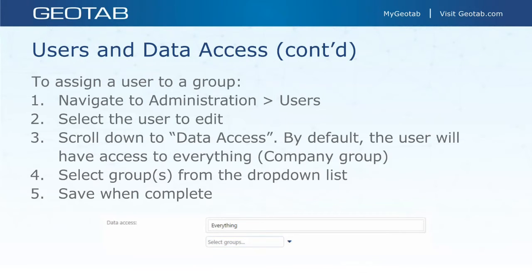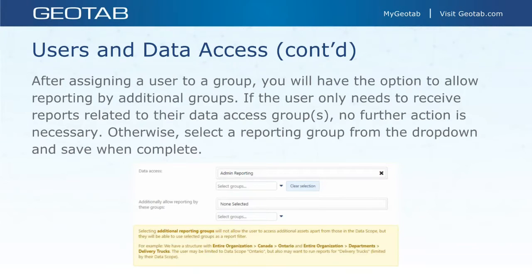So if you navigate to your users list, which is under Administration, and you choose the user you want to assign, every single user has a data field called Data Access. Now when you first create a user, by default, that user will have access to everything, which is the company group. They can see all vehicles. Their data access is limited when you choose a group from the drop-down list, and you can save when you're finished. Again, like vehicles, users can be assigned to multiple groups.